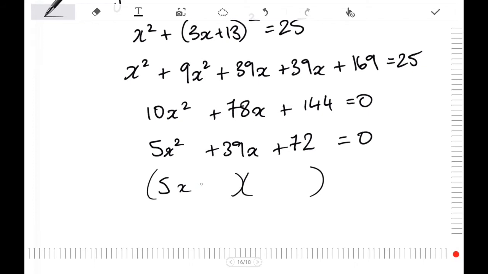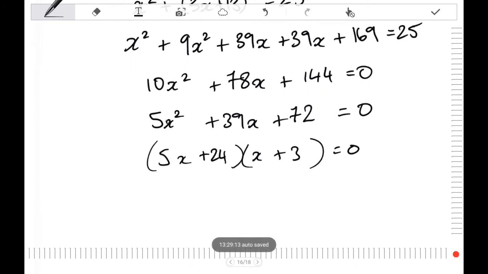That makes more sense. 5x plus 24, x plus 3. Again, my method of inspection is looking at how you make the x squared coefficient, and how you make the plus c, I guess, and then seeing how those two fit to make 39x. And as follows, x equals minus 24 over 5 and x equals minus 3.